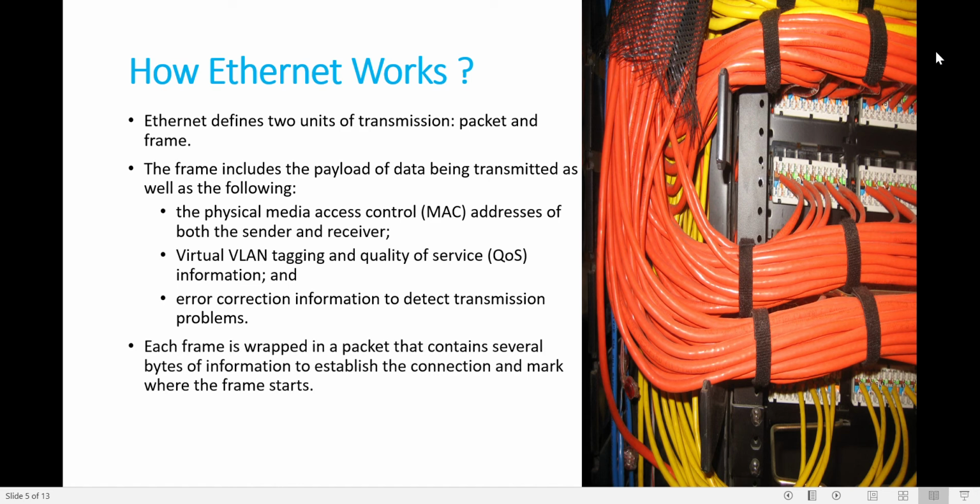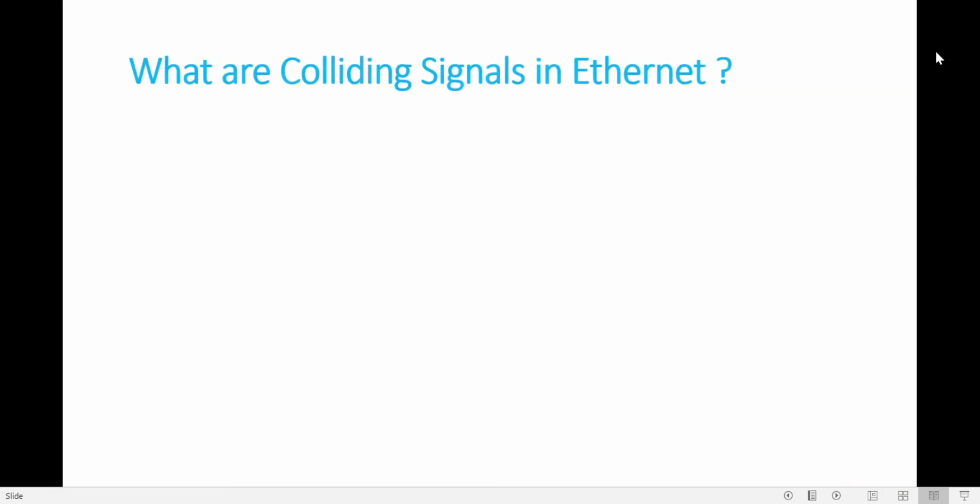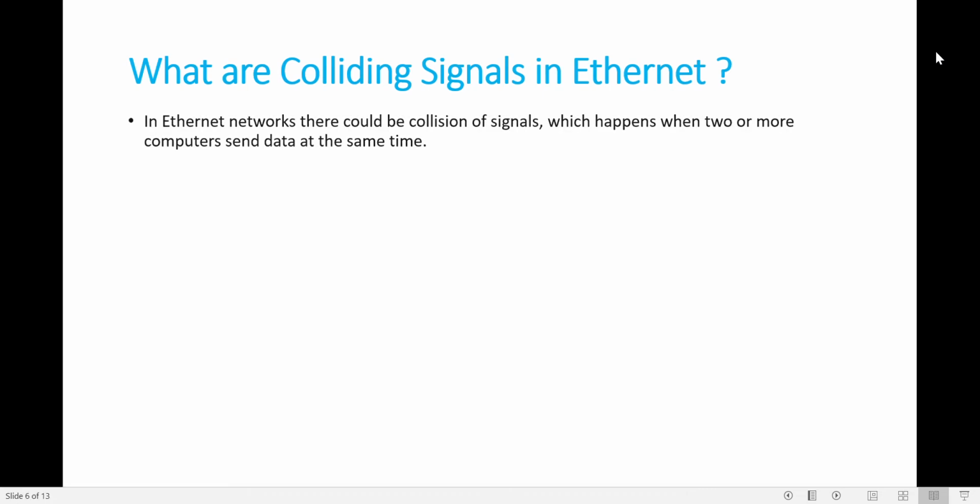Now, each frame is wrapped in a packet that contains several bytes of information, and that is used to establish the connection and mark where the frame starts. Now, let us see what are colliding signals in an Ethernet.